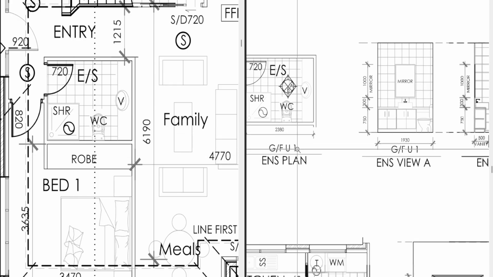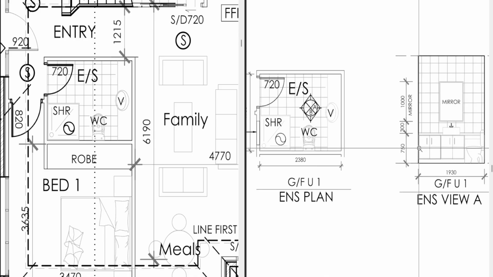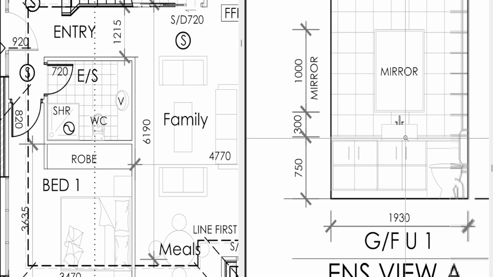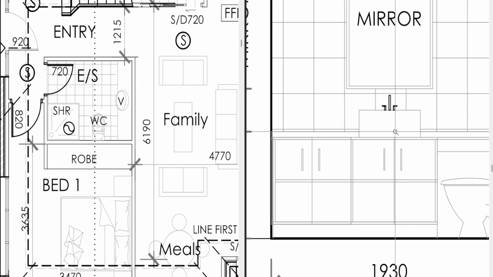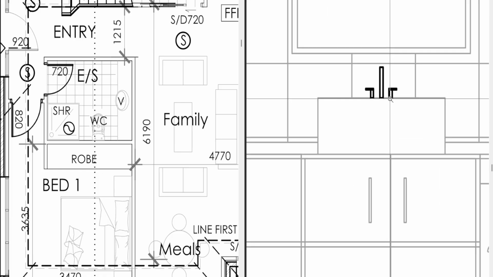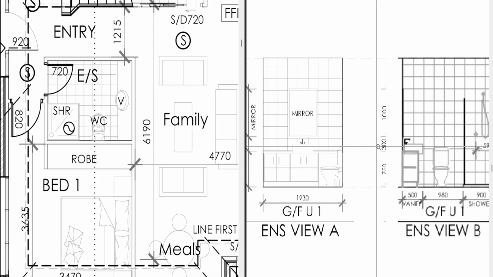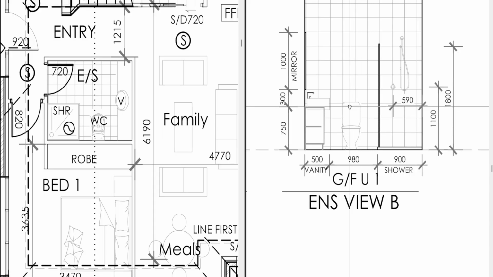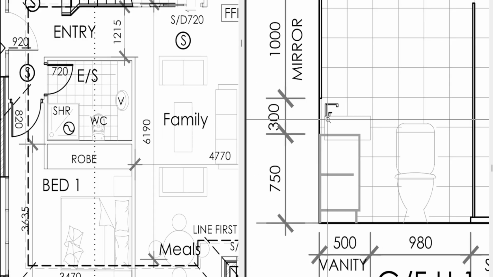If you check here, we have elevation A and elevation B for this. In elevation A, you will see that there is a mirror over here, and this is one basin. It's a countertop basin, plus there is the tapware which is floor mounted. In a countertop basin, the tapware is floor mounted or basin mounted. In this elevation view, this is the basin mounted.